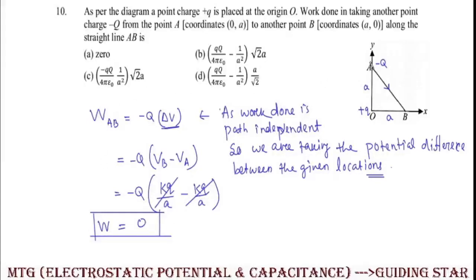As both the locations are equidistant from the charge, it will form an equipotential. That means if we draw a sphere, or you can say a circle, these two points will lie on an equipotential region. Clear? So both will have the same potential. So option A will be the correct one.